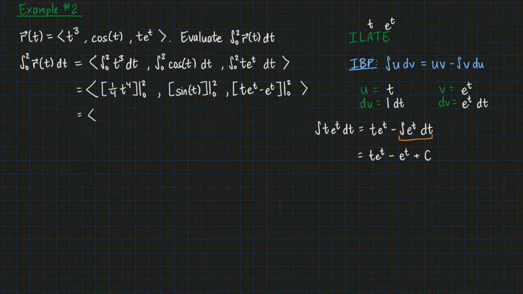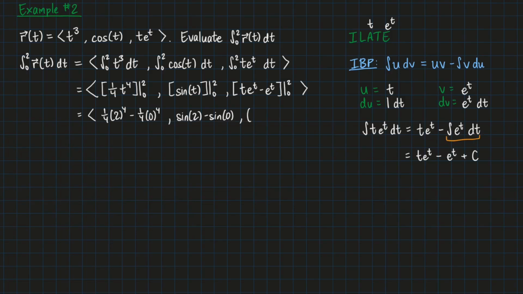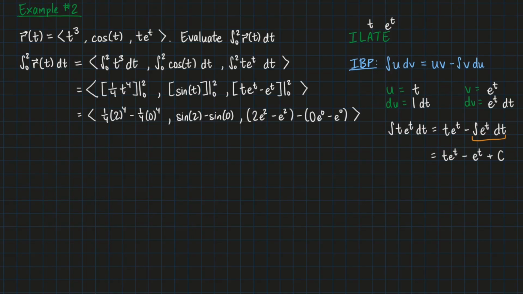So evaluating at the bounds, we'll have 1/4 times 2 to the 4th power minus 1/4 times 0 to the 4th power. And then we have sine of 2 minus sine of 0. And then 2 times e to the 2nd power minus e to the 2nd power. And then the quantity of that minus 0 times e to the 0 minus e to the 0. So 2 to the 4th power becomes a 16.